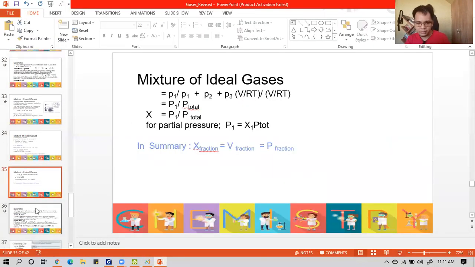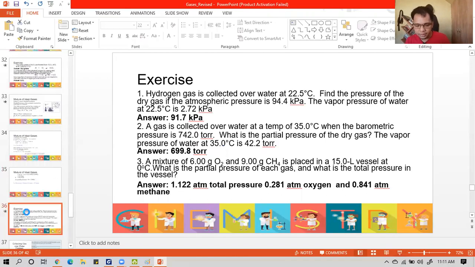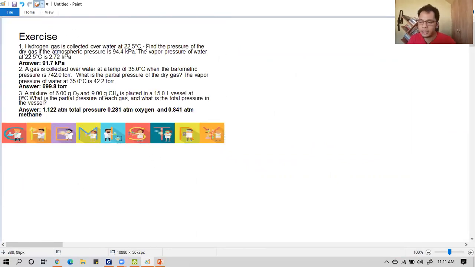Napunta na tayo sa ating sample problems where we are going to apply all of the equations na pinagsasabi natin kanina. For exercise number 1: Hydrogen gas is collected at 22.5 degrees Celsius. Find the pressure of the dry gas if the atmospheric pressure is 94.4 kilopascal. The vapor pressure of water at 22.5 degrees Celsius is 2.72 kilopascal. So, ang gagamitin na expression natin is yung ating equation 1. So, P total is equals to the PH2 plus the pressure of water, measured at 22.5 degrees Celsius.